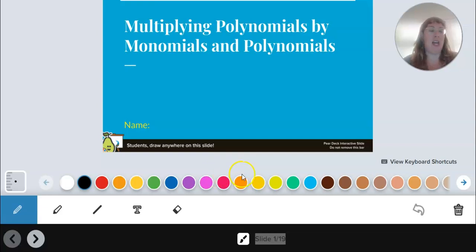We're going to start looking at the 6.3 lesson on multiplying polynomials by monomials and polynomials. So on that first slide, you can put your name, and when you're all set, push ahead to slide 2.